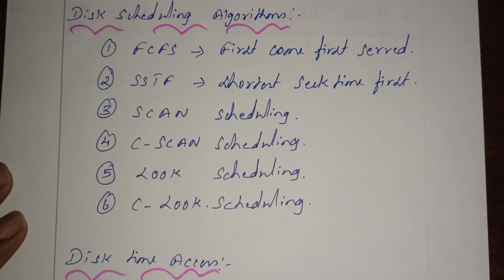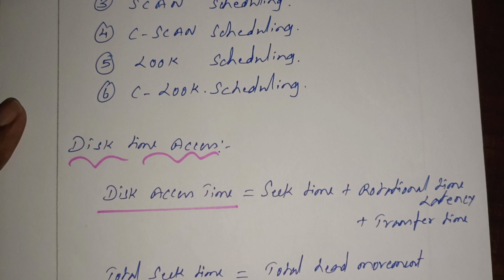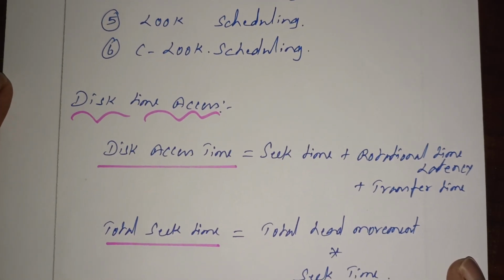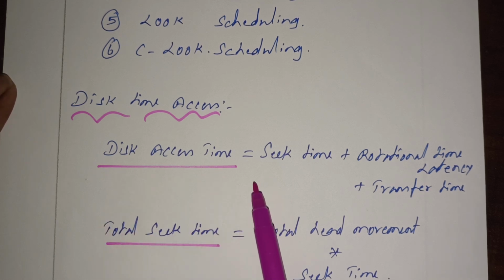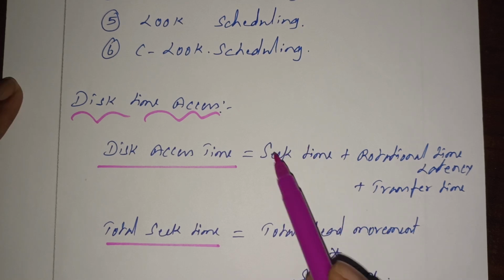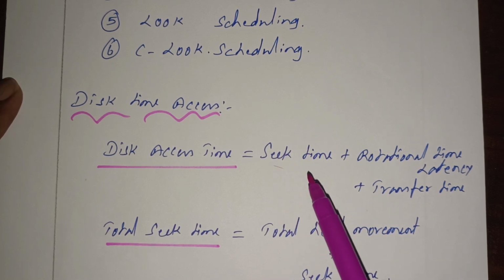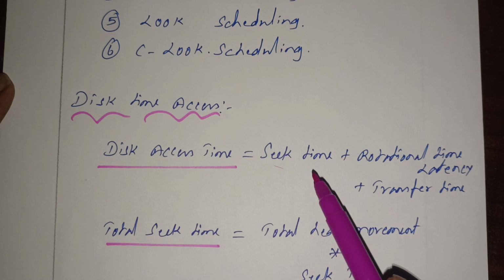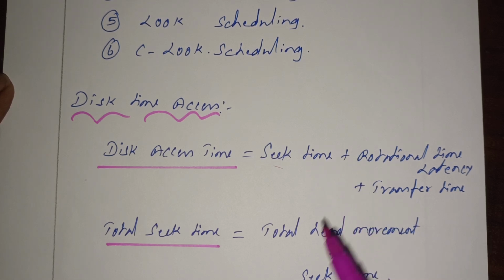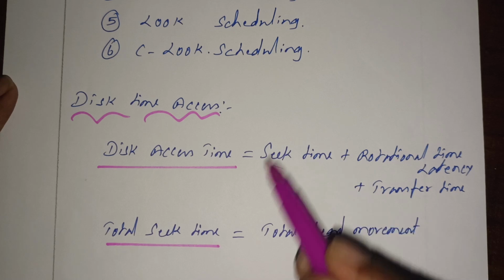Right, so let me tell you about disk access time, and how it is calculated in an operating system with a real-time example. Say, for example, disk access time is a formula equal to seek time plus rotational latency plus transfer time. Let me tell you what seek time is. Seek time is the time taken to move the disk arm to a specified track where the data is to be read or written.